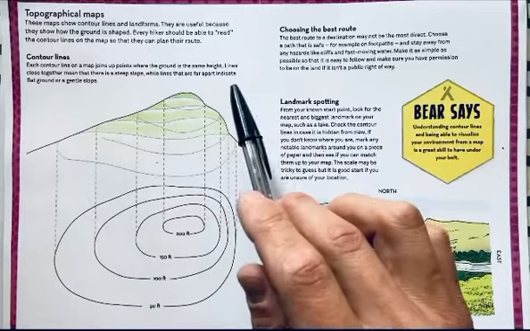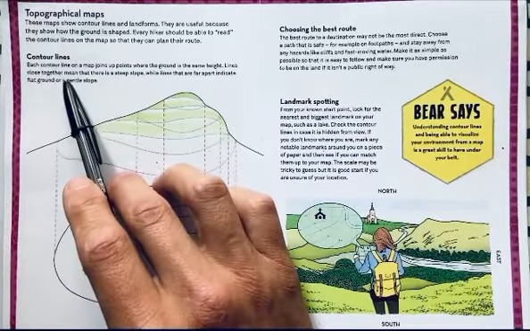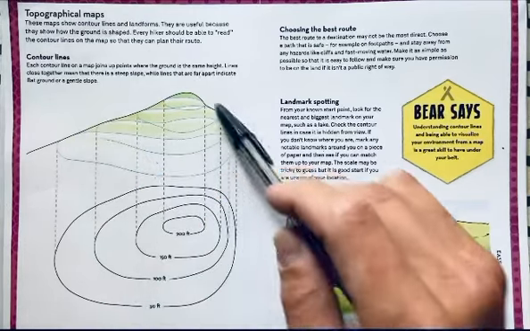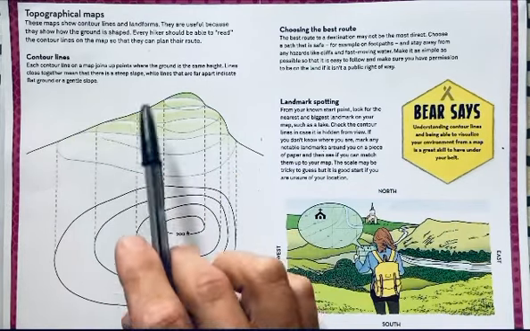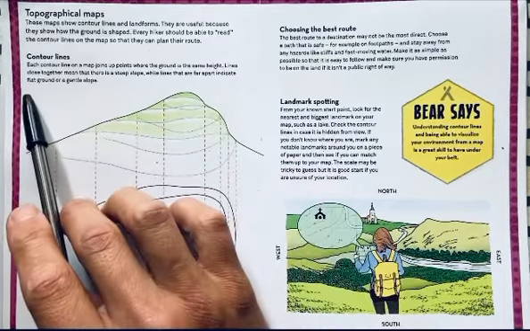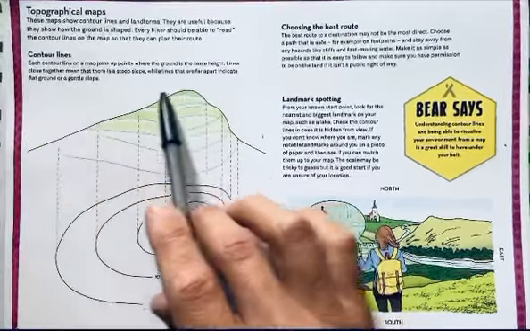Now, we could see that lines close together mean that there is a steep slope. So we see here, steep slope, these lines are close together. While lines that are far apart indicate that flat ground or a gentle slope is ahead.